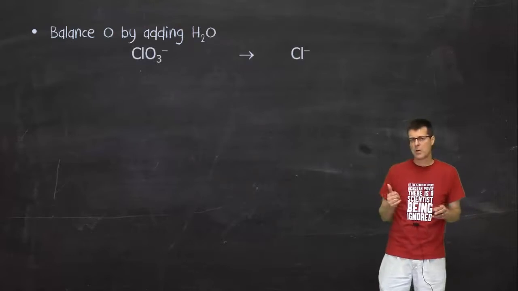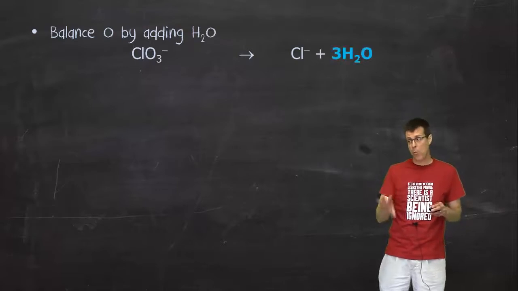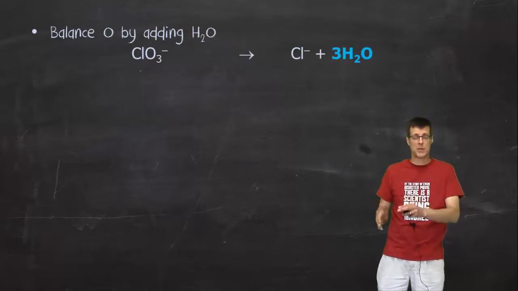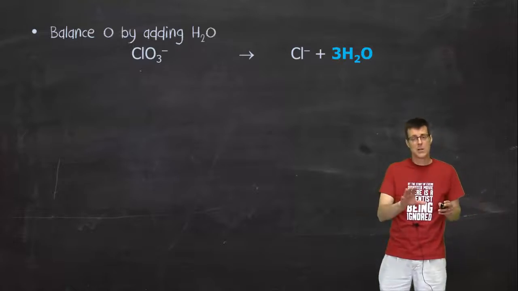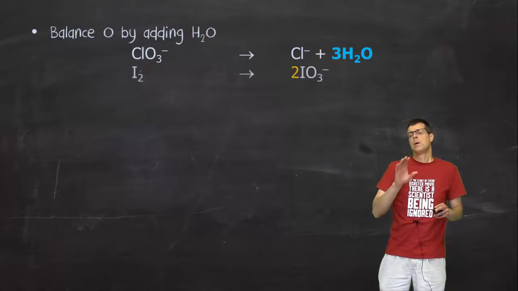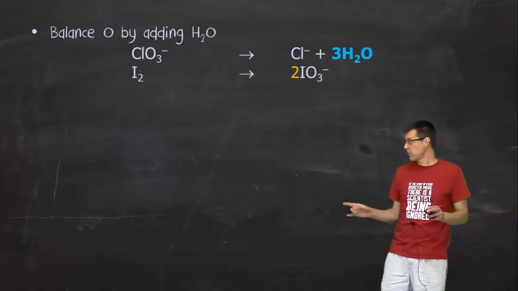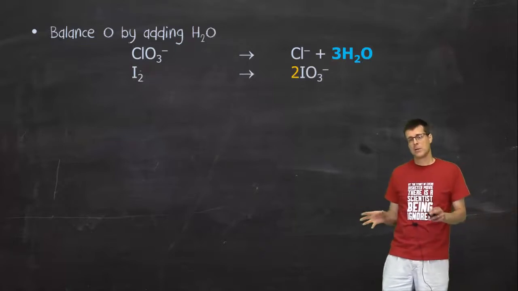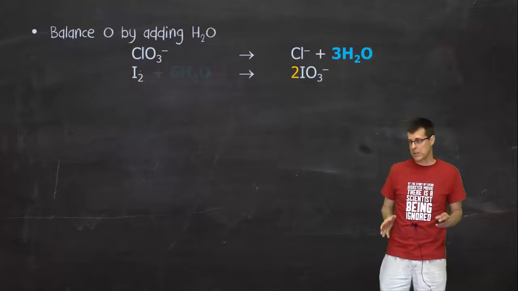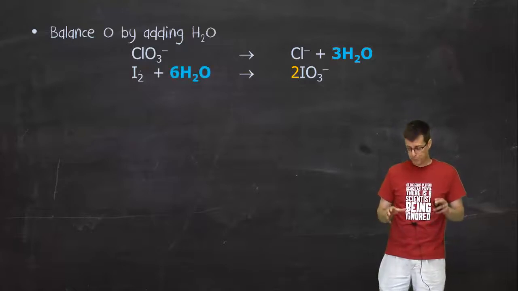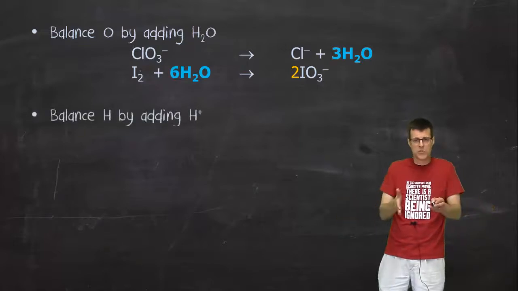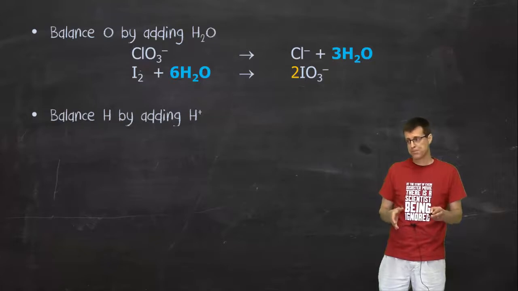So where I've got 3 oxygens on the reactant side, I'm going to add 3 water molecules to balance the oxygen. Now I know, but we're going to take care of that in a little bit. With the iodine, same kind of thing, but don't forget I've got 2 in front of the iodate ion, so that means I have to add a total of 6 waters. Okay, moving one circle in smaller, now I'll balance the hydrogen.